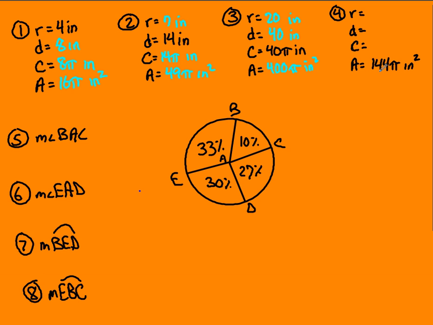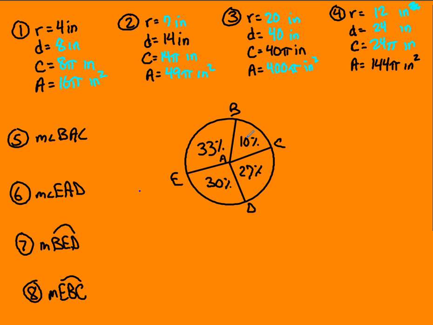And the last one, the area is 144 pi, which is pi r squared. That means this is r squared. That means the radius is the square root of that, which is 12. Which means the diameter is double that, which is 24, and the circumference is just multiply by pi, 24 pi inches there.